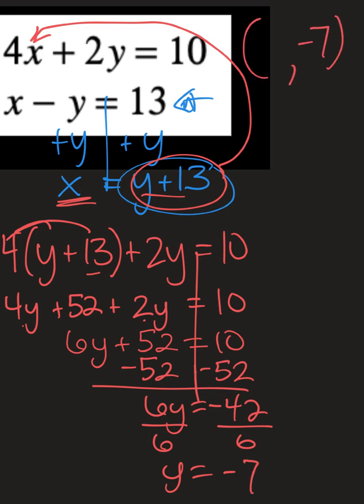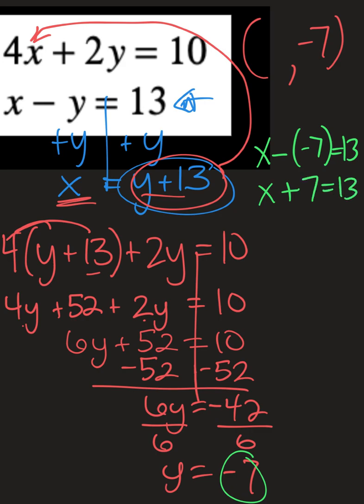But I still need to solve for x. So what I'm going to do here is substitute negative 7 in for one or both of these. I'm going to use the second one here, but it should work for both. If it doesn't, then we did something wrong. Okay, so we have x plus 7 equals 13, and that means that our answer is x equals 6, positive 6 in this case. So 4 times 6 is 24. 2 times negative 7 is negative 14. 24 minus 14 equals 10, so it works for that as well, meaning this is a good solution here.